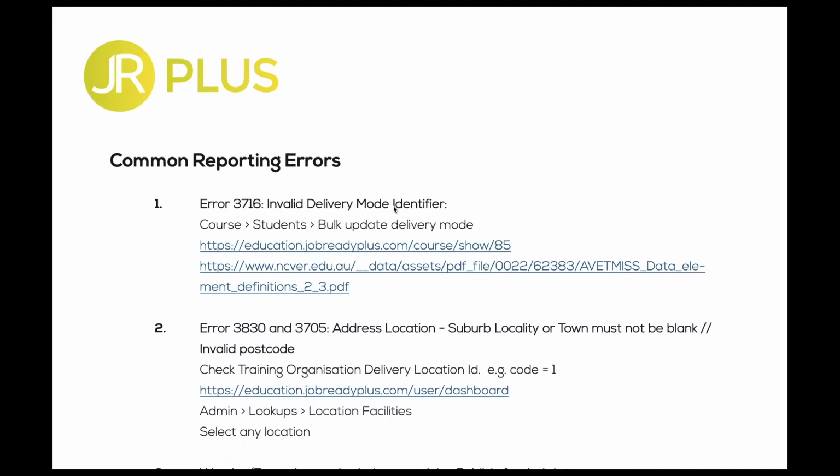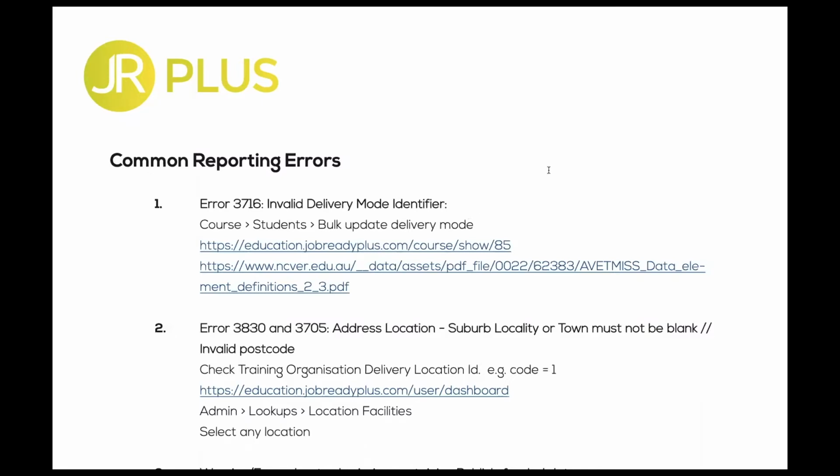So I've got this screen in front of me where I've listed all these errors, and I'm just going to go through these one by one. So first one we're going to cover is error 3716, which triggers around invalid delivery mode identifier. Just to give a background, for EVETMIS 8 there have been some changes to the way the delivery mode code is managed. It used to be a number before, but now NCVER has changed it to alphabets, and the format has completely changed. So that's something that people miss out a lot on, and they don't know how to manage that.